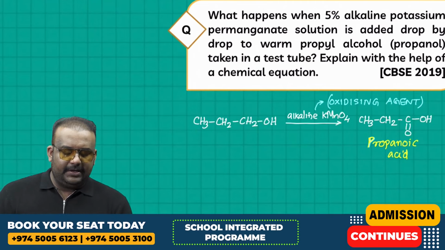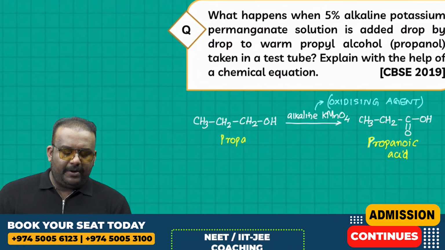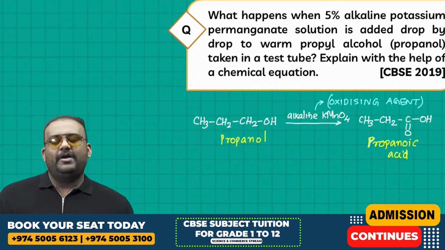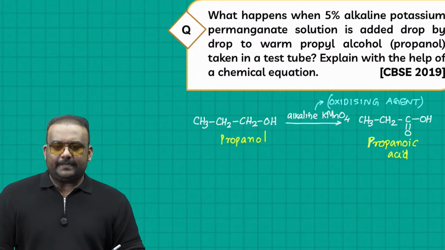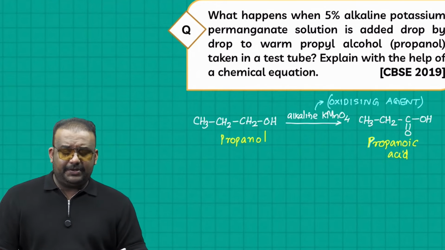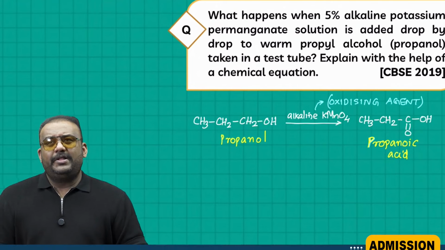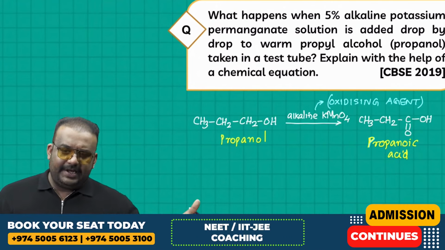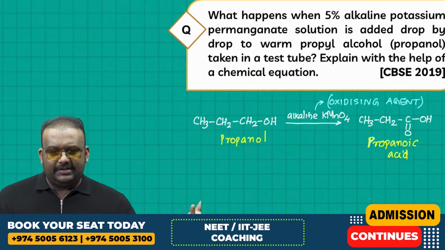Propanoic acid. So we can say when propanol is treated with alkaline KMnO4, it will be forming propanoic acid. So I hope this question is clear to everyone. So do remember the general reaction. The general reaction is when alcohols are oxidized, you get carboxylic acids.